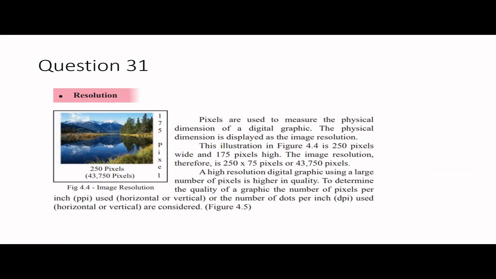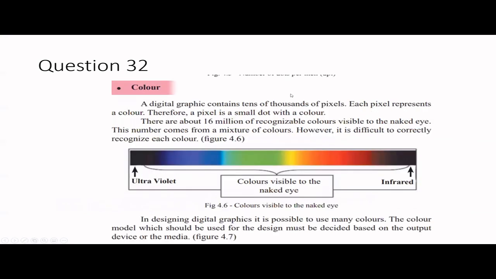So if you have high resolution, that means you have a large number of pixels and the quality is high, right? So to determine the quality of a graphic, we can use the number of pixels per inch, right? Or like this, PPI, pixels per inch, or the number of dots per inch, DPI, dots per inch. So from these two, we can actually find out the quality of the image or the picture.